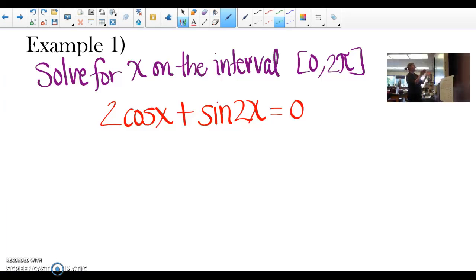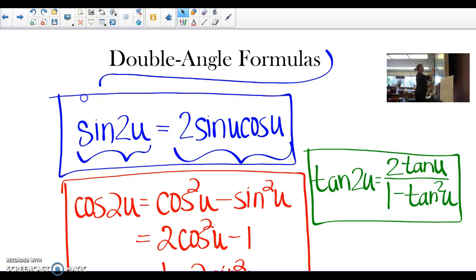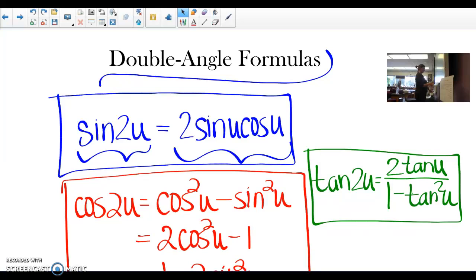So why am I using this example in this lesson? Well, it's because of this guy right here, 2x. That's a double angle. So what we're going to do is we're going to use this identity right here, and I'm going to replace sine of 2x with 2 sine of x cosine of x.